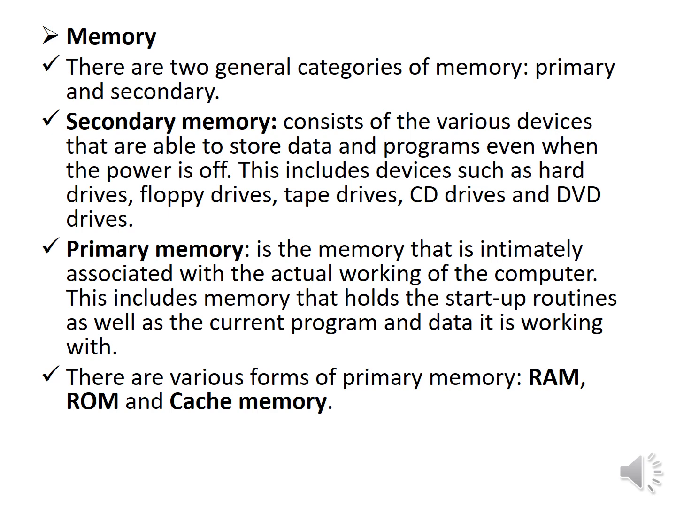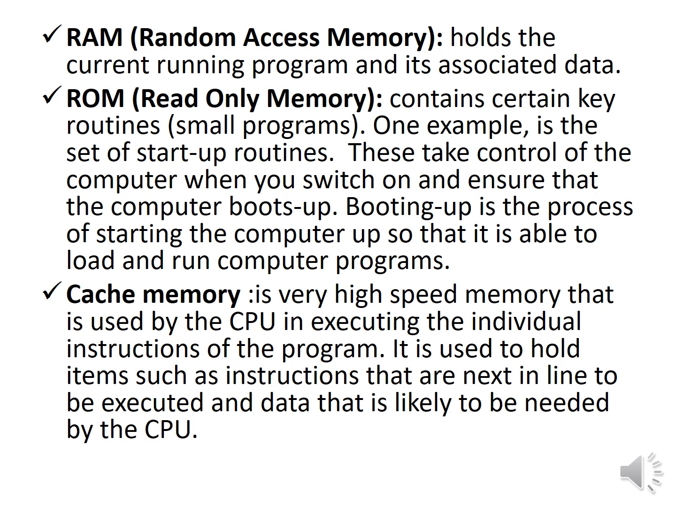This includes memory that holds the startup routines as well as the current program and data it is working with. It means that without primary memory, your computer can't work. There are various forms of primary memory, which are RAM, ROM, and cache memory. RAM stands for random access memory. It holds the current running program and its associated data.